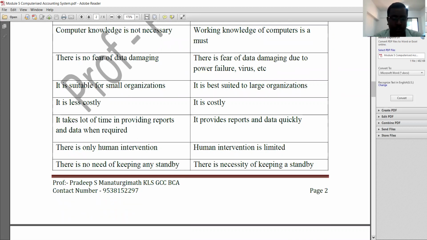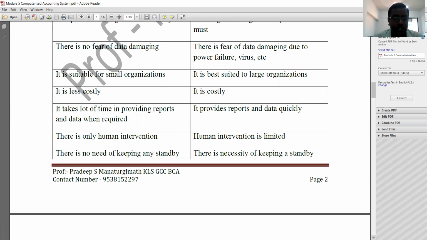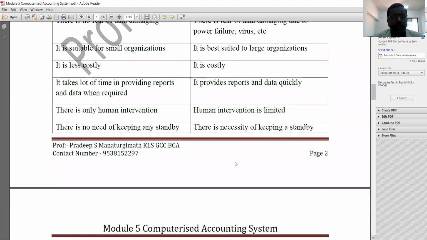That is another difference. Which one is costly and which one is less costly? Manual accounting is less costly; there is no need to make much investment in computers and other electronic devices. But the computerized accounting system is very costly, because we need to invest huge money in electronic devices. Then, to get the required reports in the manual system, we need to spend more time. It takes lots of time to provide reports and data when required. But in the computerized accounting system, we get the data very quickly.